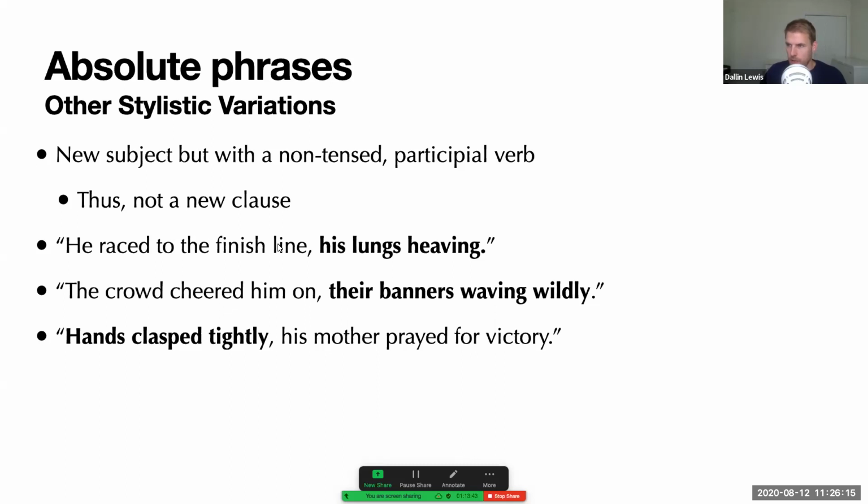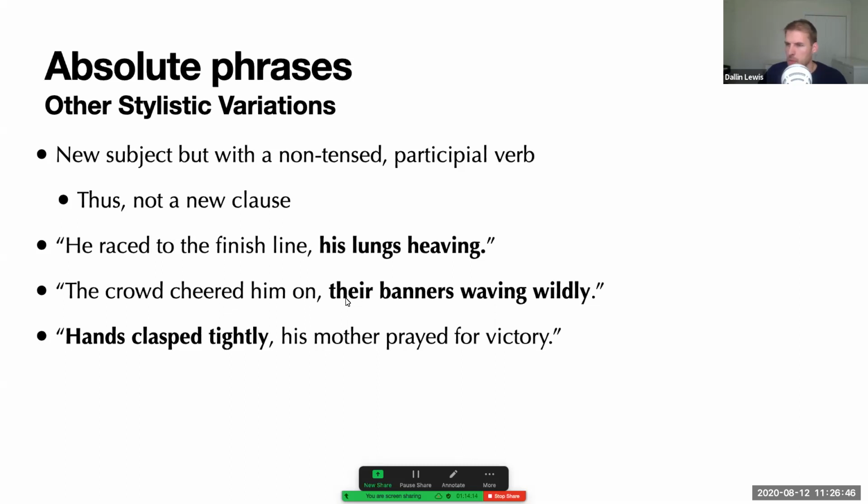He raced to the finish line, his lungs heaving. So his lungs, this is the subject of the absolute phrase. Heaving is the verb. It looks like a tense verb, but it is not. The only tense verb here is raced. Next one, the crowd cheered him on, their banners waving wildly. Their banners is the subject, waving is the verb of the absolute phrase. Notice how in both of these, it is set off by commas. You do set off the absolute phrase by commas.